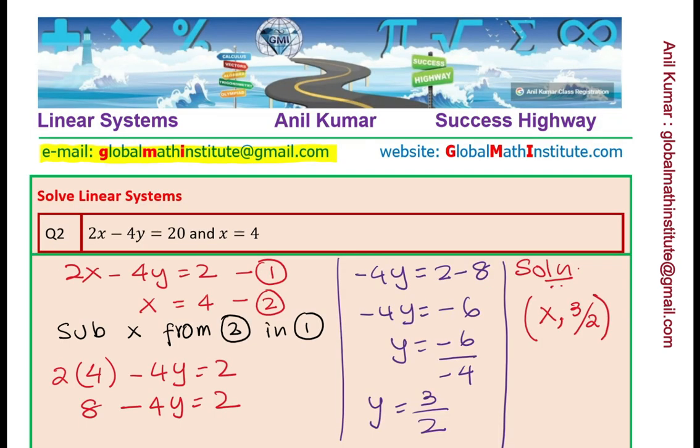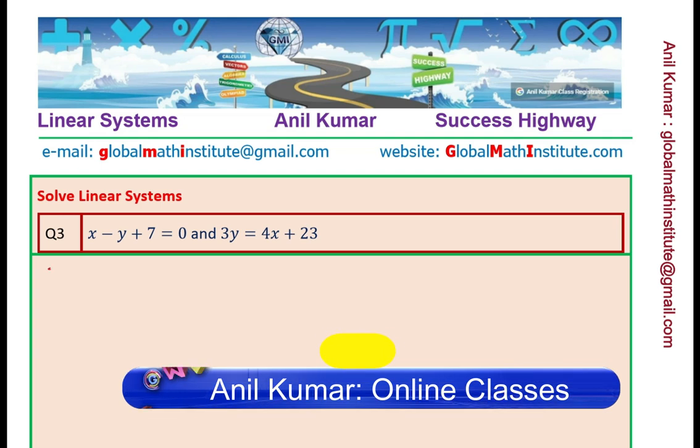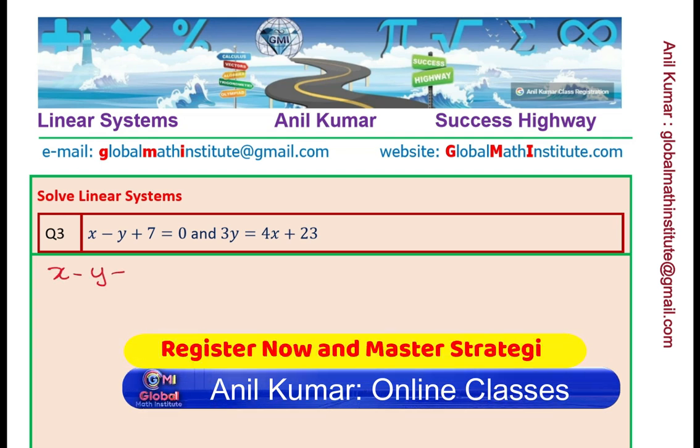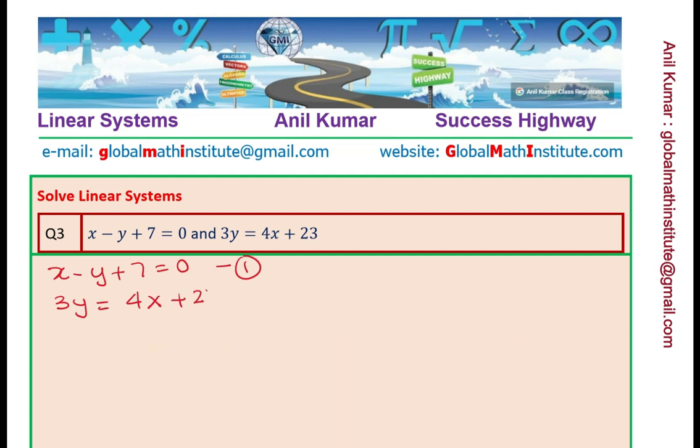Great. So there we are with question number 2 solution. And now let's move on to question number 3. So question number 3 is x minus y plus 7 equals 0. That becomes our equation 1. And the second one is 3y equals 4x plus 23.